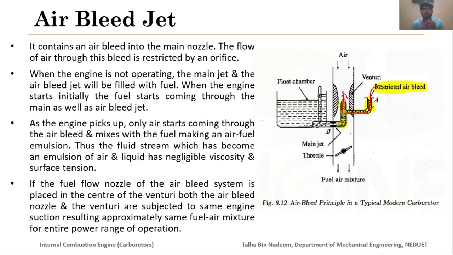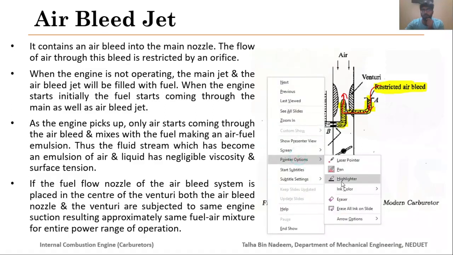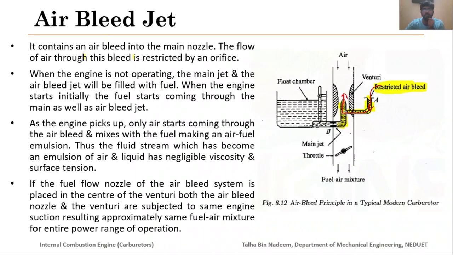So it contains an air bleed into the main nozzle. The flow of air through this bleed is restricted by an orifice. Here you can see that the airflow is being restricted by an orifice as well. When the engine is not operating, the main jet and the air bleed jet will be filled with fuel. When the engine starts, initially the fuel starts coming through the main as well as the air bleed jet, which I mentioned earlier as well.